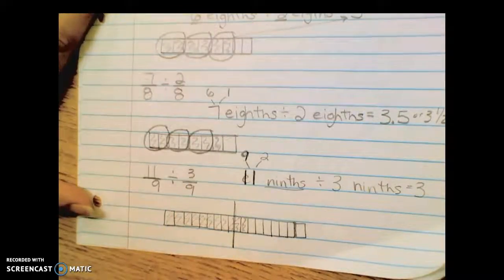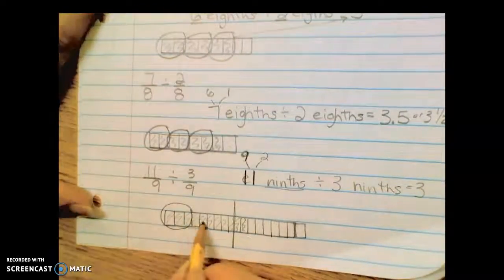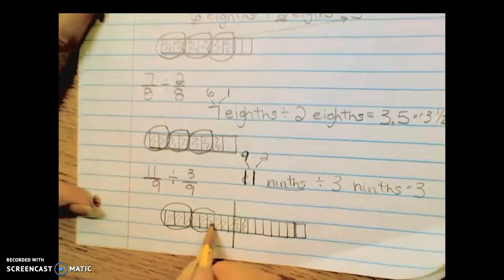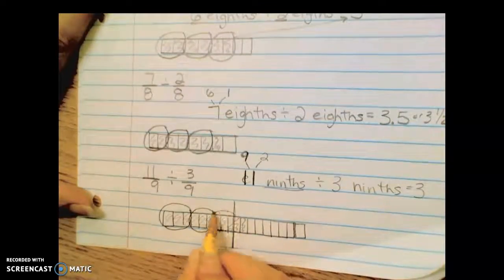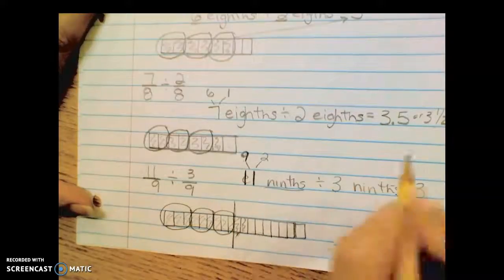Now I need groups of 3 ninths. So there's 1, 2, 3. There's a group. 1, 2, 3. There's a group. 1, 2, 3. There's a group. And then I have 2 pieces left out of 3 that I need. So what part of the group do I have here? I have 2 out of the 3 I need.